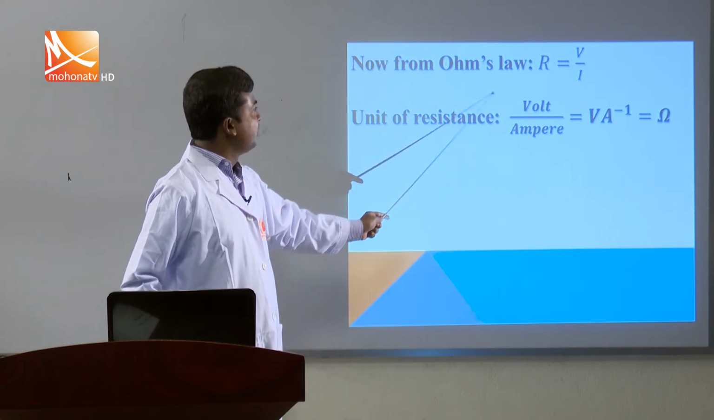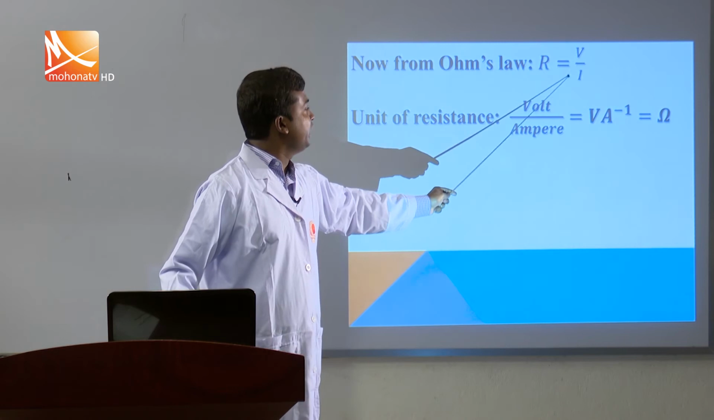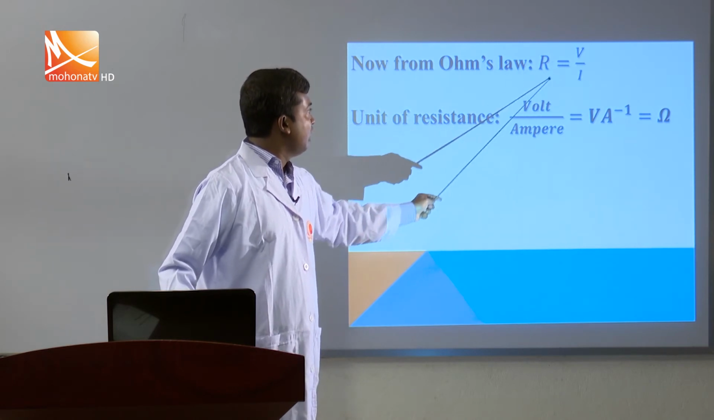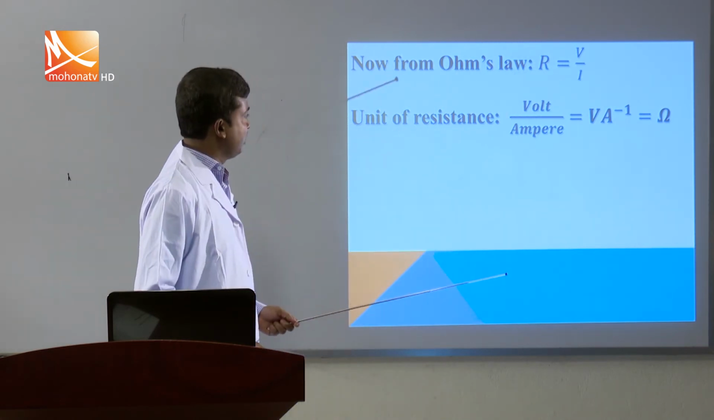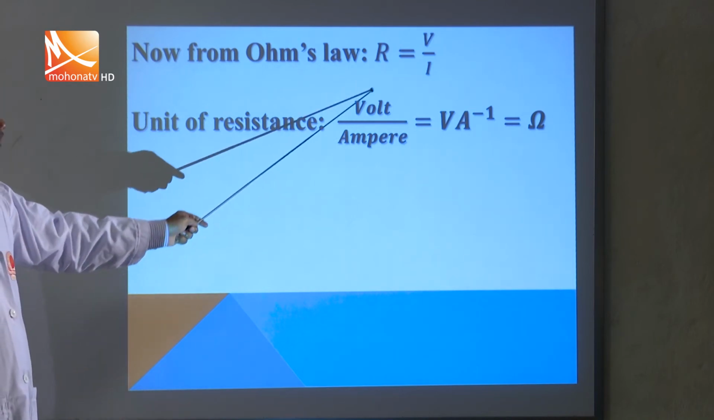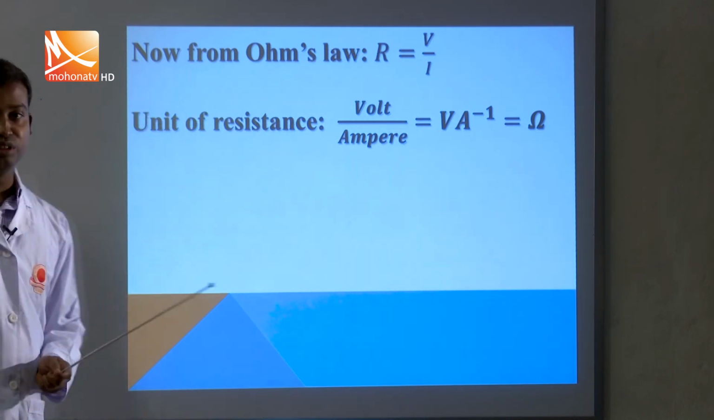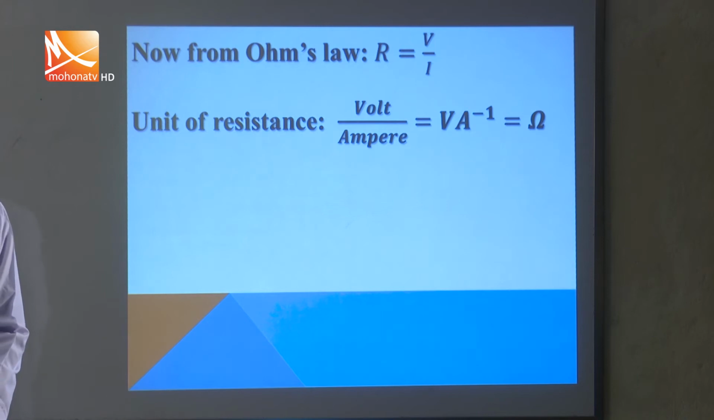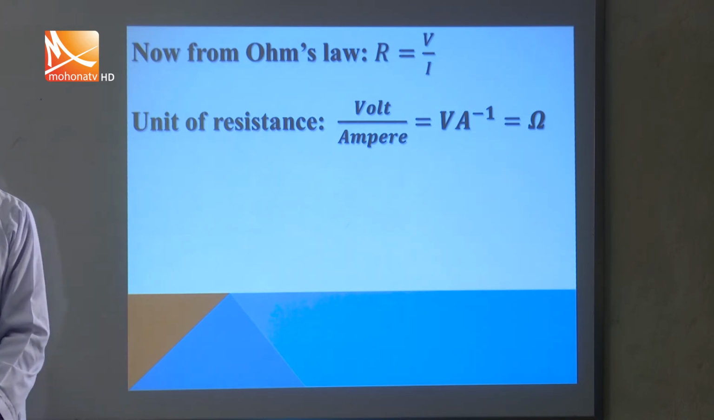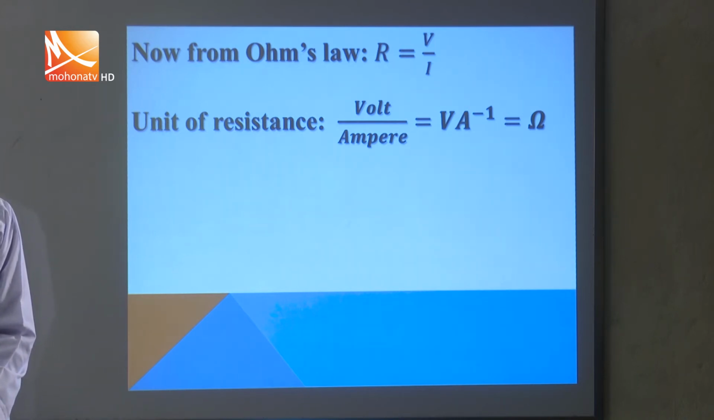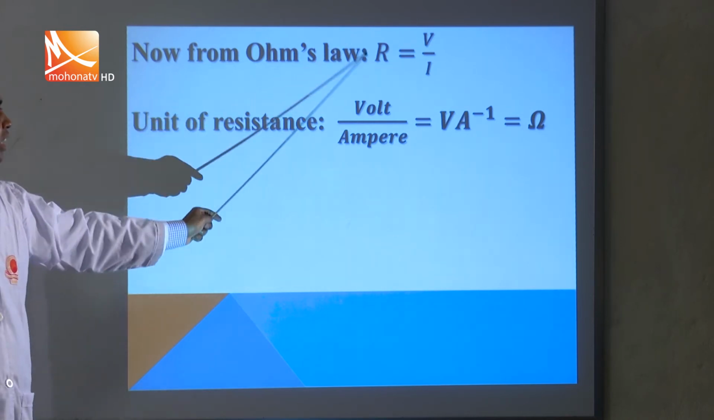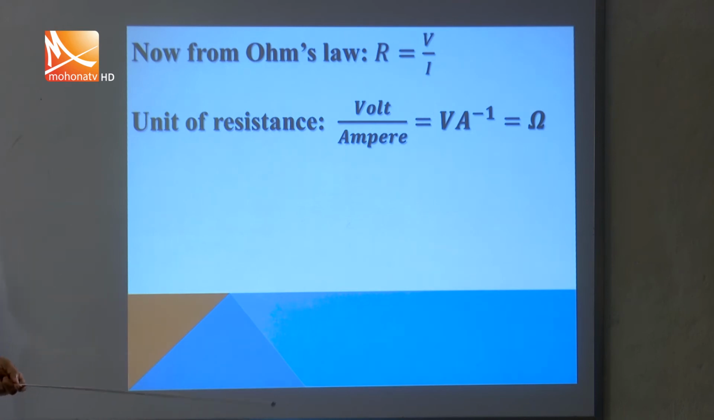From Ohm's law you know that R equals V by I. So, this is the constant, and this is known as the resistance. You know that resistance is the property of the conductor that forbids the flow of electricity, that discourages the flow of electricity through the conductor. So, this is the opposing property of the material that hinders the flow of electricity.